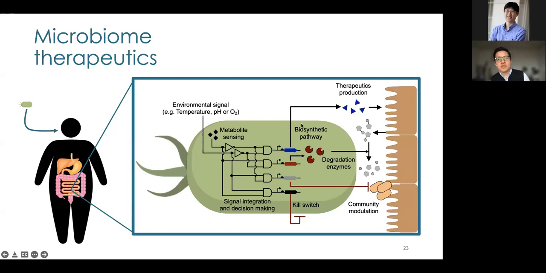So, for example, produce a therapeutic, or activate a pathway for degrading a specific compound or enzymes, or target a different species and modulate the specific community, or a kill switch, so that, for example, if the bacteria detects it's not in the right environment, then it can commit suicide, sort of like to contain itself to a specific environment. And to do that, it's actually pretty challenging because not that many people have tried to do that.